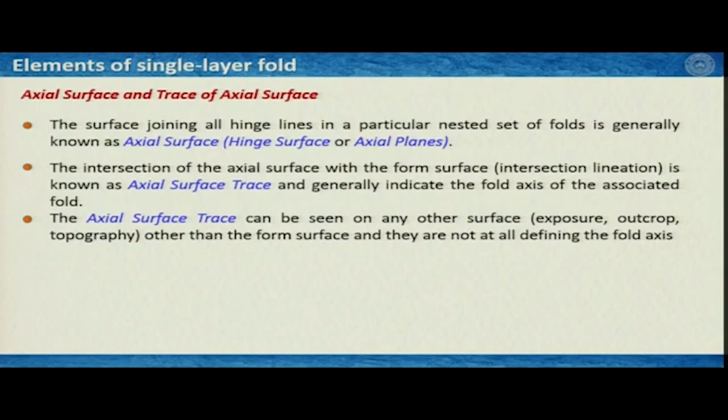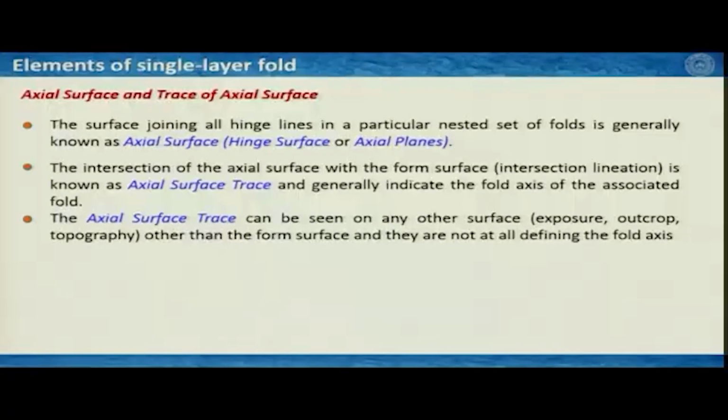Now, the intersection of the axial surface with the fold surface is a kind of intersection lineation, because you have axial surface and the fold surface. So, two planes are intersecting each other, so that would produce a line, and we learned from our lineation lecture that this is an intersection lineation. So, that particular lineation on the folded surface is known as axial surface trace, and it generally indicates the fold axis of the associated fold. We will see this in the illustration.